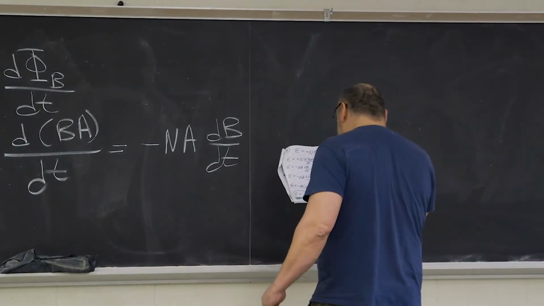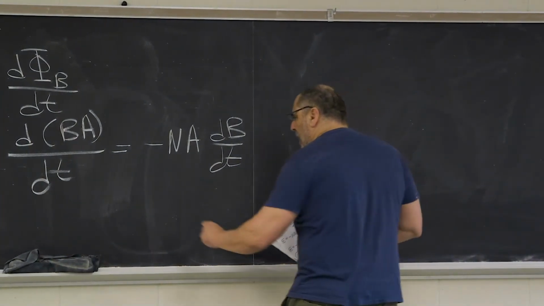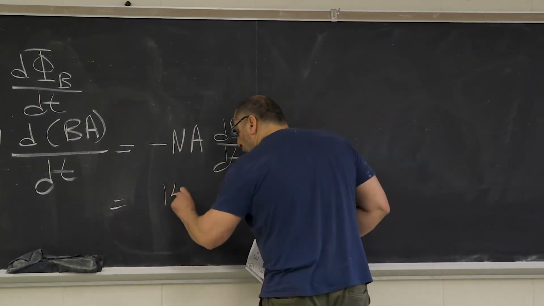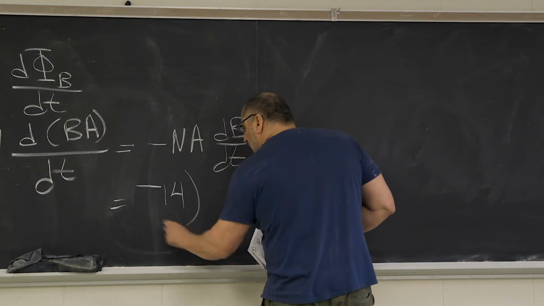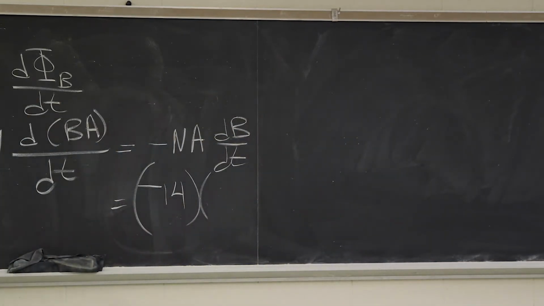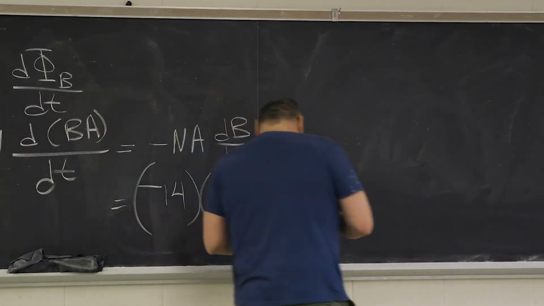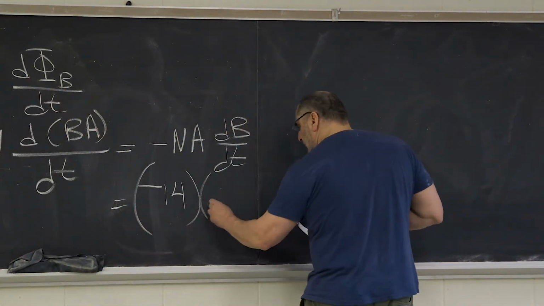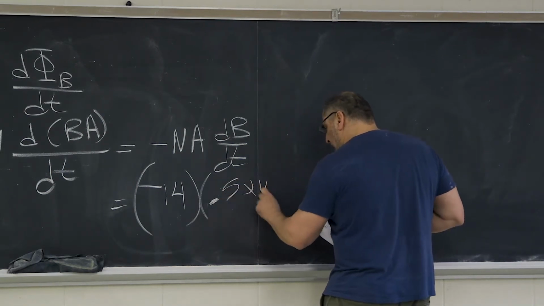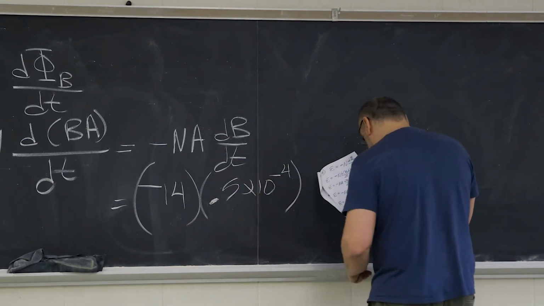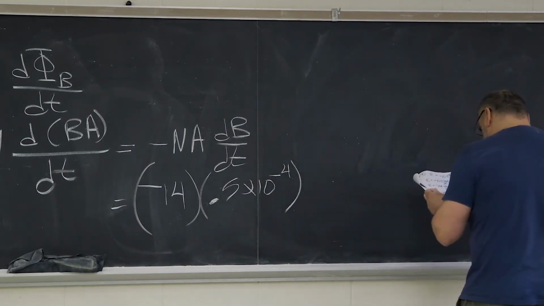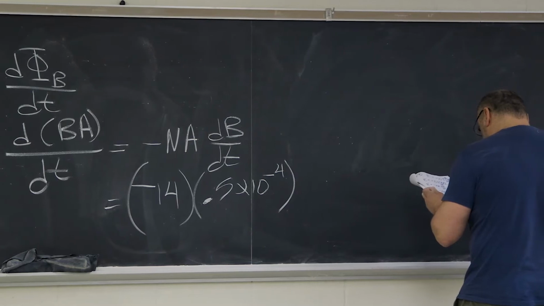They gave us an equation around which that's all done. And they're telling us, first of all, there are 14 turns, and the area is 0.5 times 10 to the negative 4. Let's see exactly where we're going to go from there. So they gave us this.